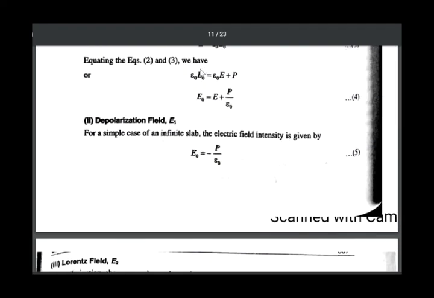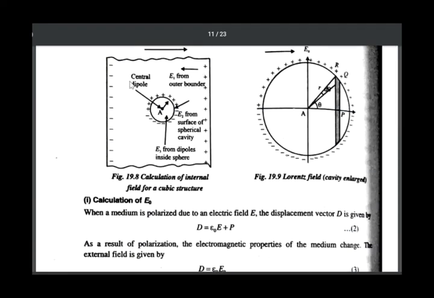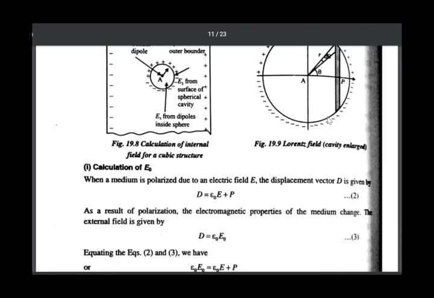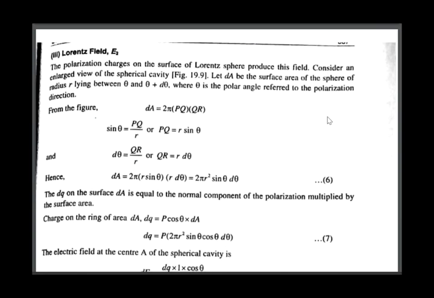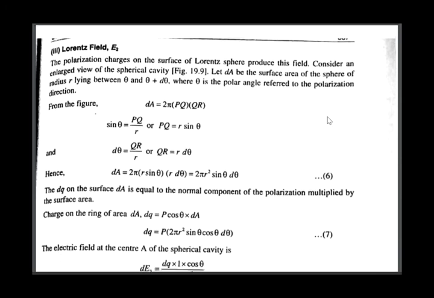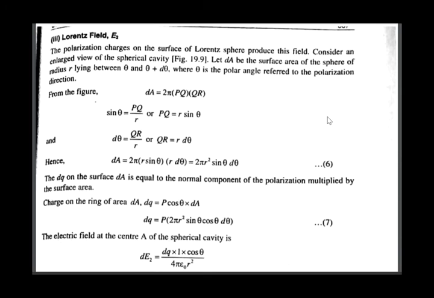Consider an enlarged view of the spherical cavity as shown in this figure 19.9. Go back. So this is your second figure. This is the spherical cavity of charges. Look at these angles, theta, d theta, r is the radius of the sphere, points P and Q. So angle QAR is d theta. With all these in mind, let us come to this derivation.